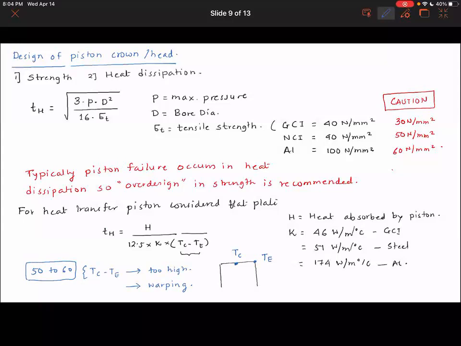Now, how do we find out the heat that is dissipated to the piston? The heat that is dissipated to the piston is considered to be a fraction of the heat that is generated during the combustion process. So H is the heat dissipated, that is a fraction, which I'm going to call K, of the heat generated in the combustion process.